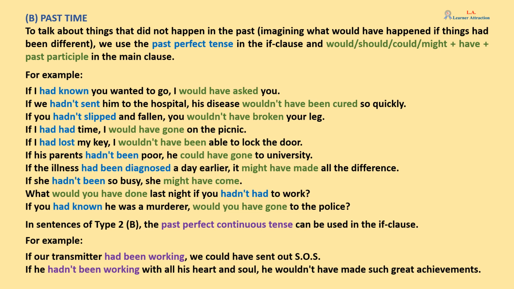B. Past time. To talk about things that did not happen in the past, imagining what would have happened if things had been different, we use the past perfect tense in the if clause, and would, should, could, or might plus have plus past participle in the main clause. For example, if I had known you wanted to go, I would have asked you. If we hadn't sent him to the hospital, his disease wouldn't have been cured so quickly. If you hadn't slipped and fallen, you wouldn't have broken your leg.